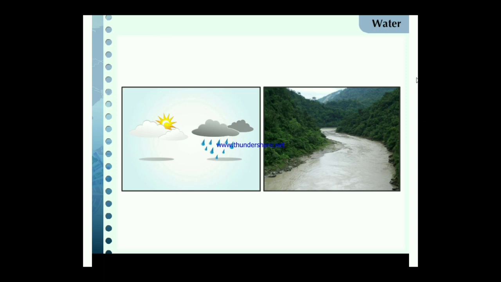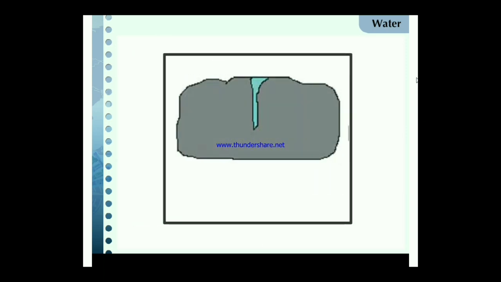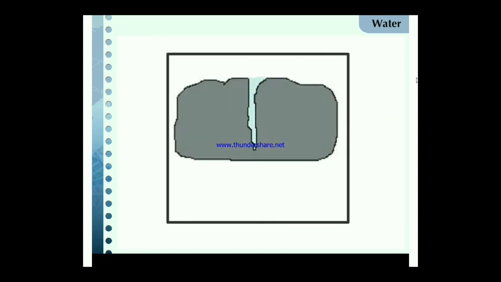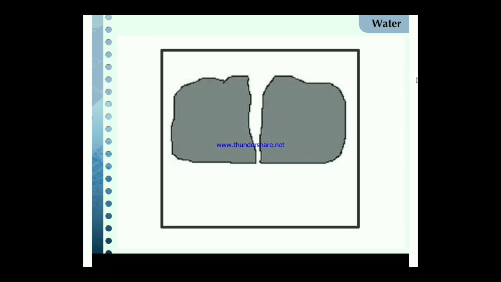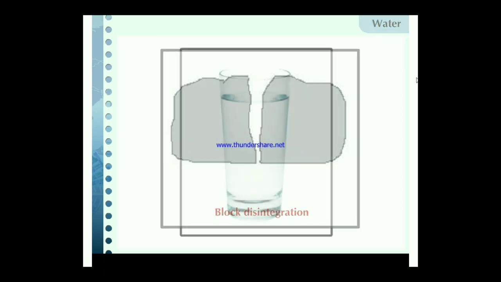Difference in temperature causes contraction and expansion, widening the joints or the cracks in the rocks. Water accumulates in such wide joints and big blocks of rocks separate from each other. This is called block disintegration.